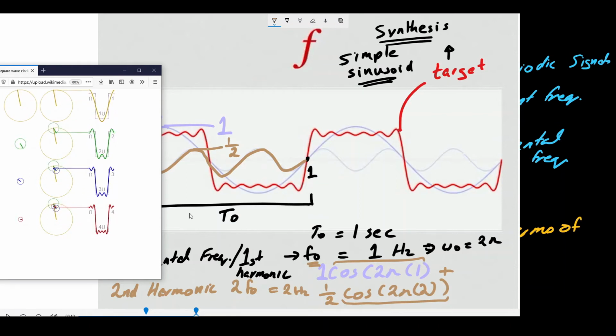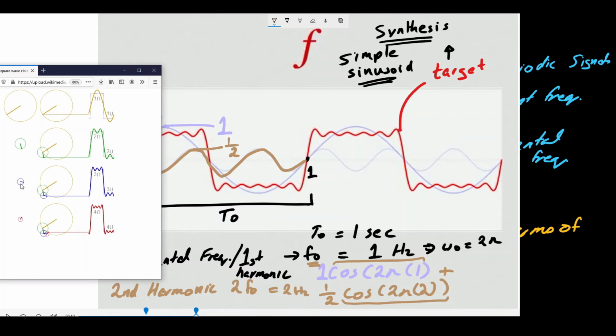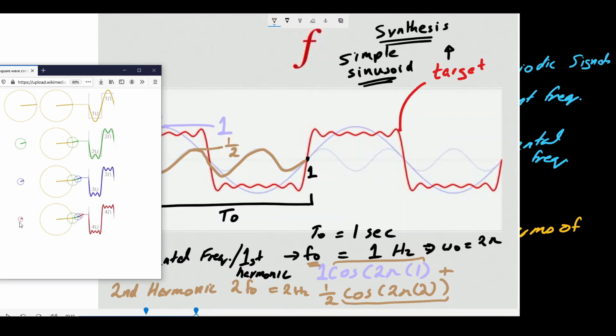Similarly, if we add more harmonics, now this becomes the third harmonic, right? So this completes 3 cycles in 1 second for this particular signal. So we have 3 maximas and 3 minimas. Similarly, we can have more harmonics. This is completing 4 cycles in 1 second.